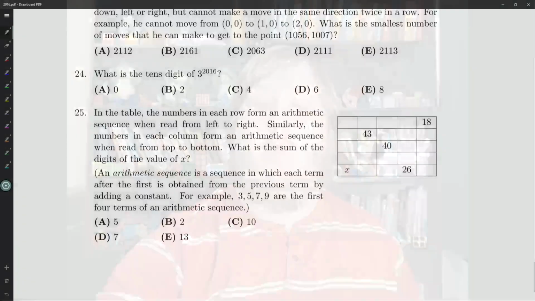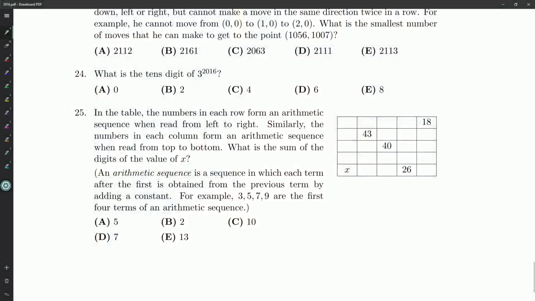Root Beer here as always, and in this video we're going to take a look at the 2016 Grade 8 Gauss paper. We're up to question number 24. So let's have a look-see, shall we? Alright, question 24, nice, plain, and simple. What is the tens digit of 3 to the power of 2016?